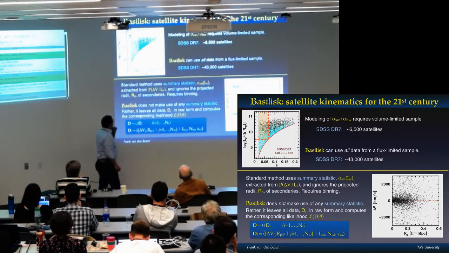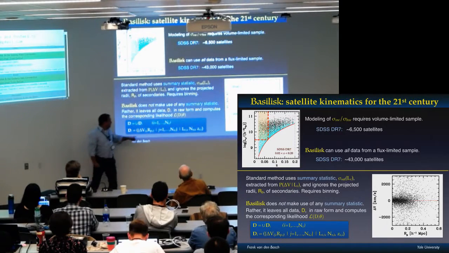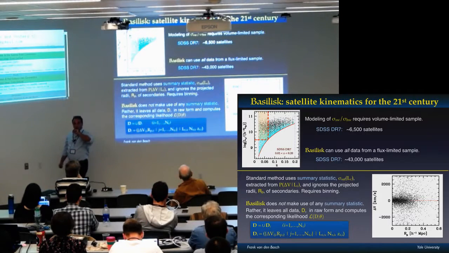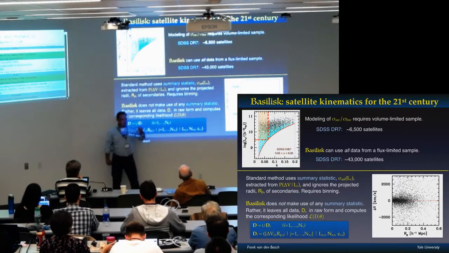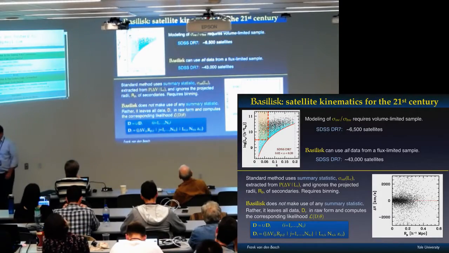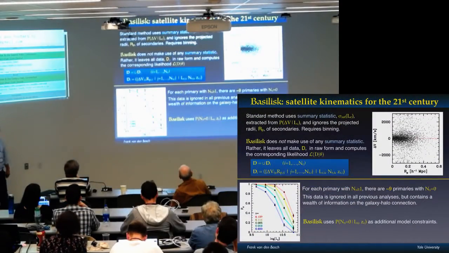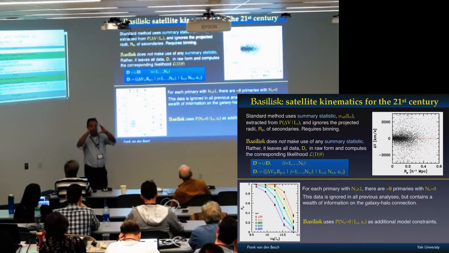Okay? So what we do instead in Basilisk is, for each central-satellite pair, you have two numbers. You have the line-of-sight velocity difference, delta V, and you have the projected separation, R_P, and you just ask, what is the likelihood for all that data in its raw form given a model? Okay? And that model is basically a conditional luminosity function model.